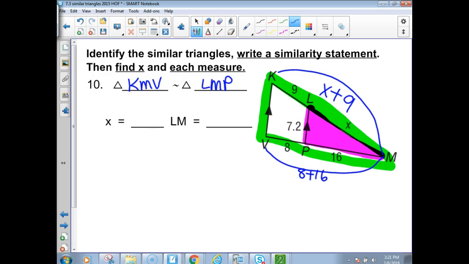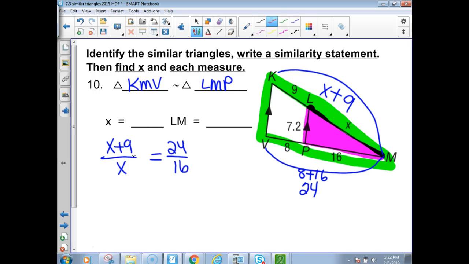8 plus 16, which is 24. Okay, we have to have a whole side to a whole side. So here's how we have to set this problem up. I got this green KM. I'm going to do x plus 9 is to x, LM, as the whole thing down here, 24, is to 16, which is here. That's PM.